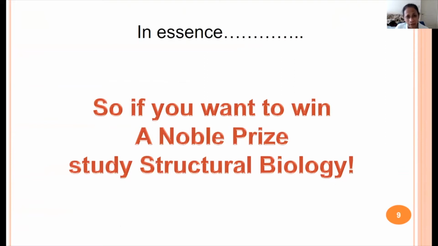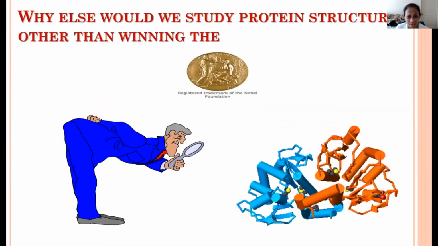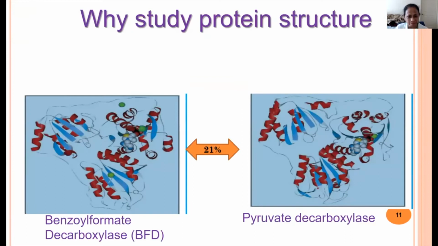I'm not kidding. Of course, all the easy protein structures have already been solved. So all the ones that are left are very, very difficult proteins. So any one of you interested in structural biology, I would urge you to pursue it, because we find answers to these things. Of course, part of it is a joke as well, right? So why else would we study a protein structure other than, of course, winning a Nobel Prize, right?